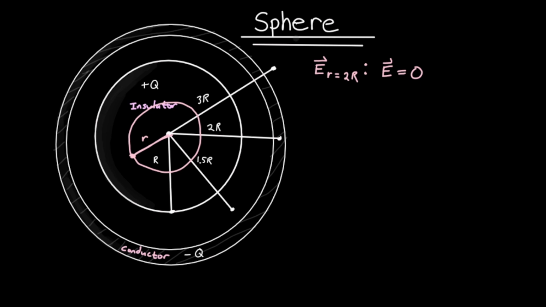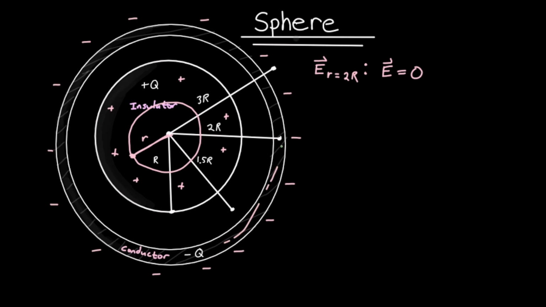Let's consider the electric field at a radius r equal to 2 big R. This means that the Gaussian surface lies within the conductor, meaning that the electric field is zero. Insulators do not allow for the free movement of electrons or charge, so the charge is evenly distributed throughout the insulating sphere. Meanwhile, for a conductor, which allows the free movement of charges, in order to minimize the repulsion between the individual charges, they will evenly distribute themselves around the outer surface of the conductor.